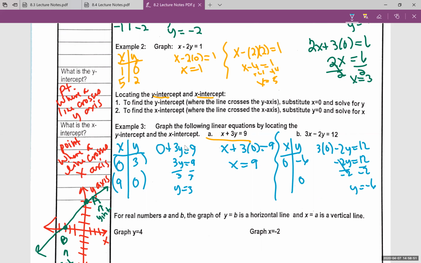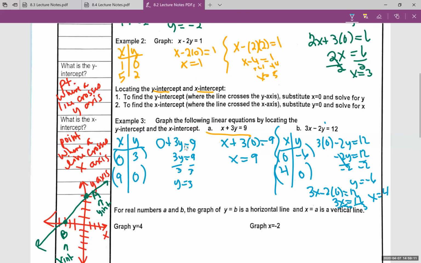And then we're going to put in our 0 for the y value. So 3x minus 2 times 0 equals 12. 3x equals 12. Divide by 3, x equals 4. So if we were to plot those, and I'm not going to, but we would have 2 points. We could draw a line, and we have found the x-intercept and the y-intercept.